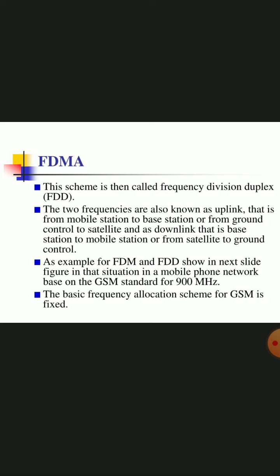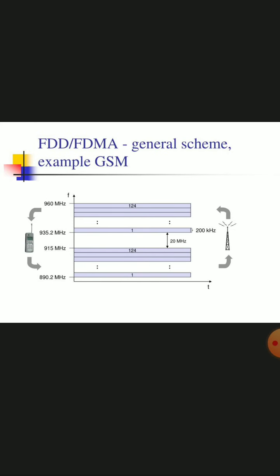As an example, one more figure is available, showing FDD, frequency division duplex, and frequency division multiple access. This is the general scheme, the example of GSM. With the combination of time and frequency, we can change the frequency. The picture shows this: the x-axis consists of time and the y-axis indicates the frequencies. The frequencies are always fixed, right?